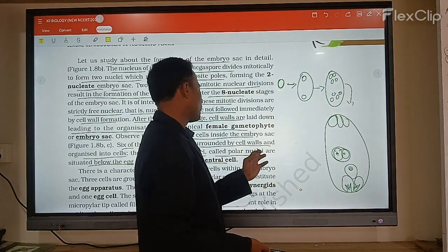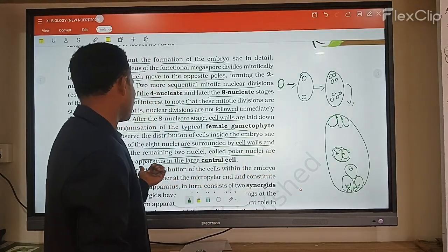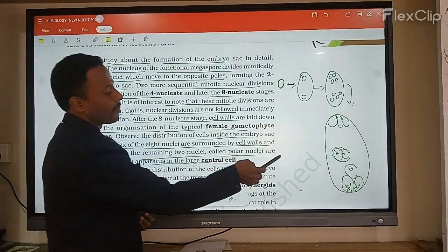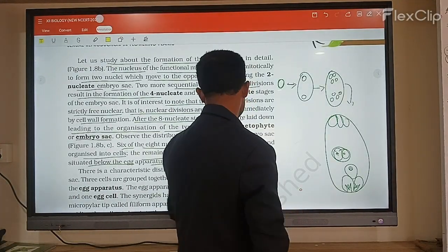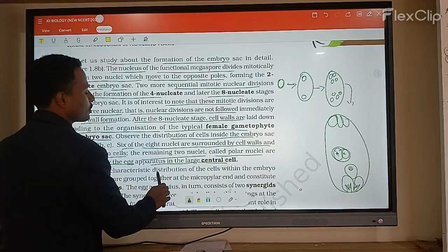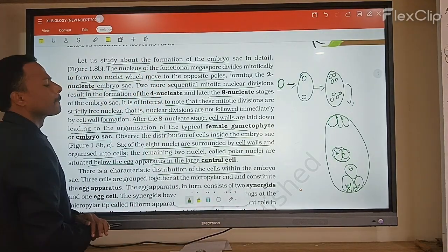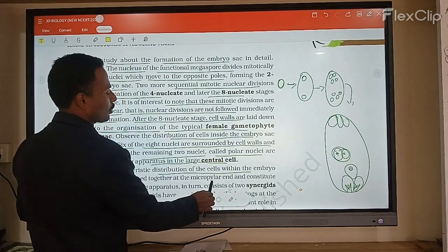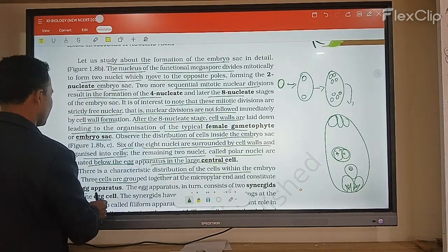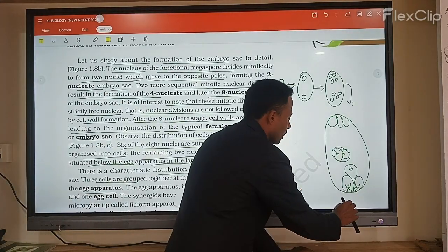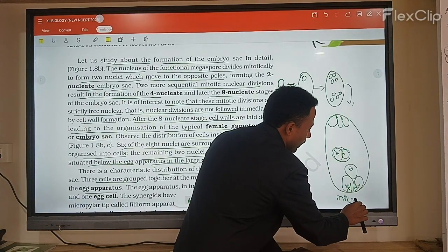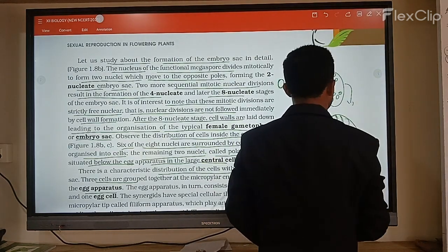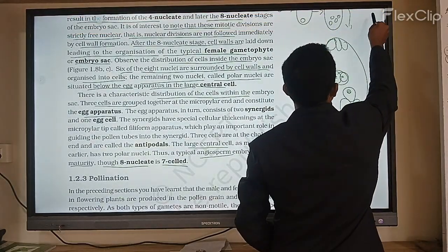The two polar nuclei lie in the central cell, and the synergid cells and egg apparatus are clearly mentioned. There is a characteristic distribution of cells within the embryo sac. Three cells group together at the micropylar end. These constitute what is called the egg apparatus. So at the micropyle end, the three cells present are called the egg apparatus.